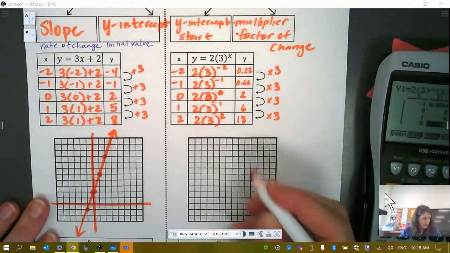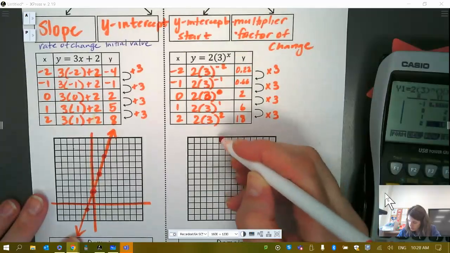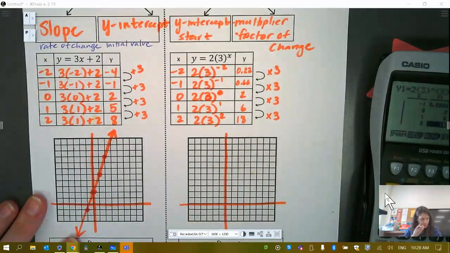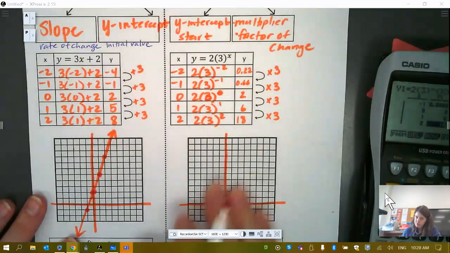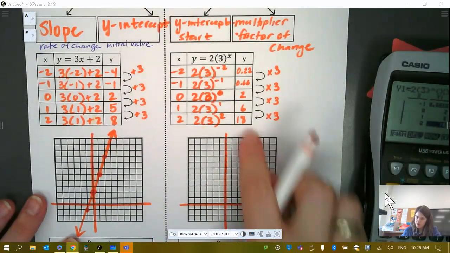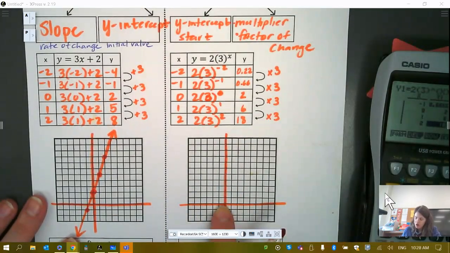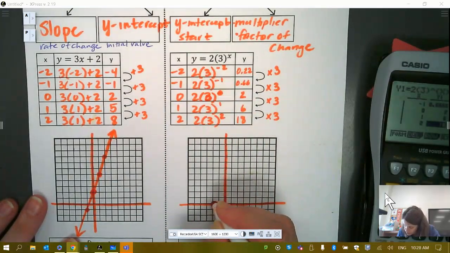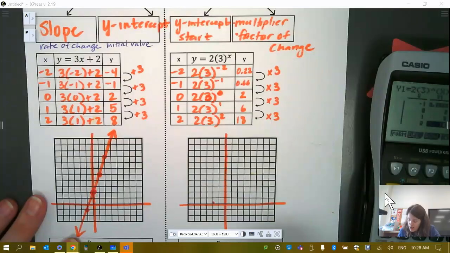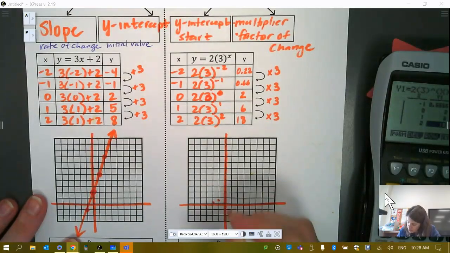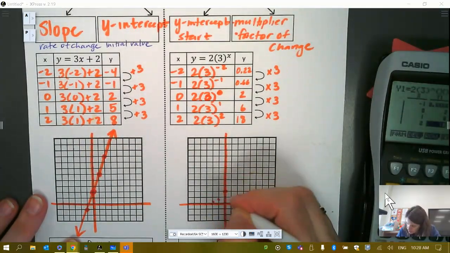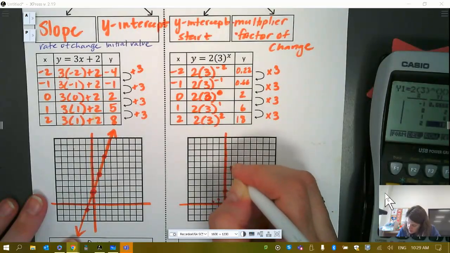Well, let's look at what we have here. I'm going to draw my graph sort of in the same place. Draw your x-axis lower so we can fit more numbers up here. And we're going to start with negative 2 and 0.22. Well, negative 2 and 0.22 is going to be really close to 0. And then negative 1 and 0.66 is going to be a little bit higher. And then 0 and 2 is going to be here. And 1, 6 is going to be 1, 2, 3, 4, 5, 6.